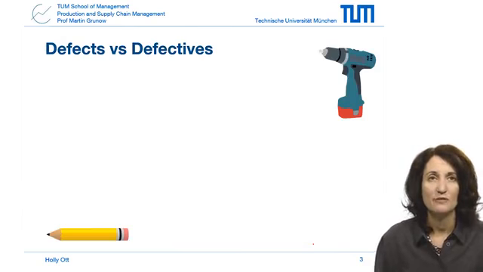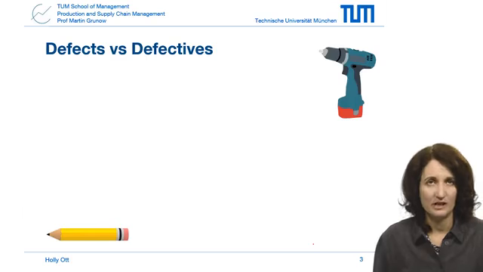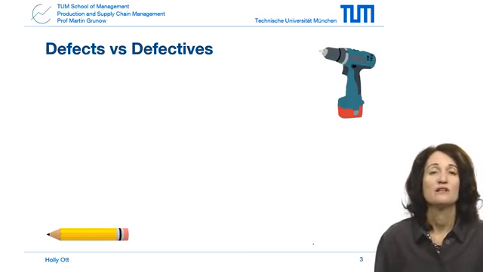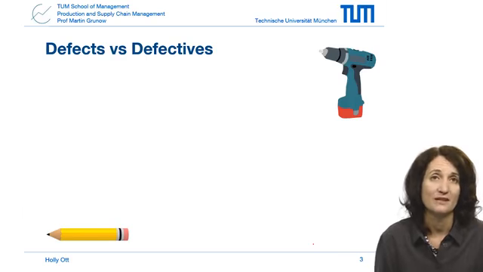So let's just make one point before we move on. There's a distinction we're making, if you've not picked it up already, between defects and defective products. Now, we said before, a defect occurs when the outcome of a process or process step is not what we expect.